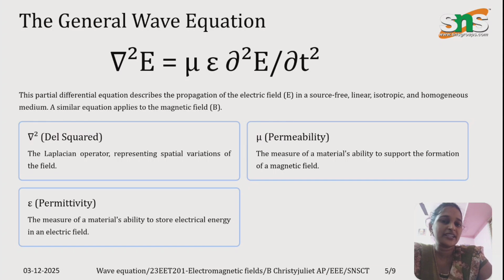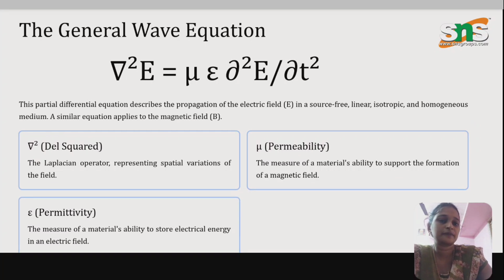Here the del square is the Laplacian operator representing the spatial variations of the field, and also since it consists of both electric and magnetic fields, we include the measure of the magnetic material, which is permeability, and also the ability to produce electric field, which is permittivity. So both permittivity and permeability are included in this wave equation.